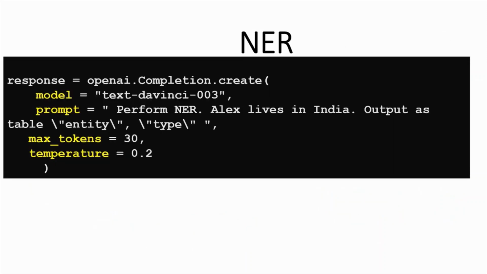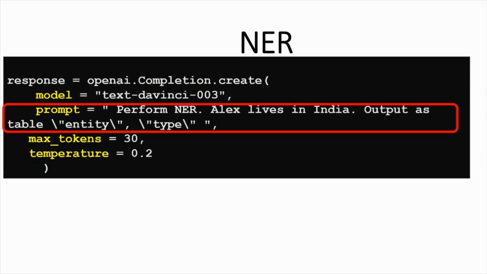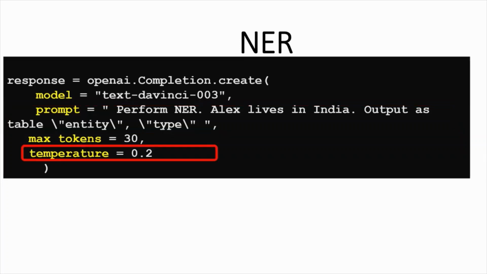In text completion, for performing NER, the text-davinci-003 model is suitable. A well-crafted prompt clearly states what task is to be performed and also the desired format of the output. In this case, the prompt instructs the model to perform NER and specifies that the output should be presented in the form of a table with the headings entity and type. To ensure precise output, a low temperature of 0.2 is set.